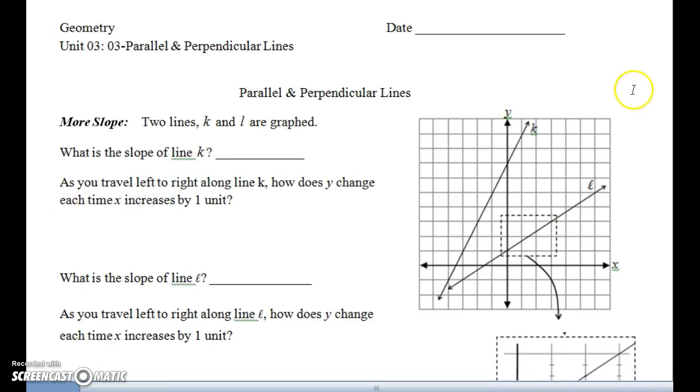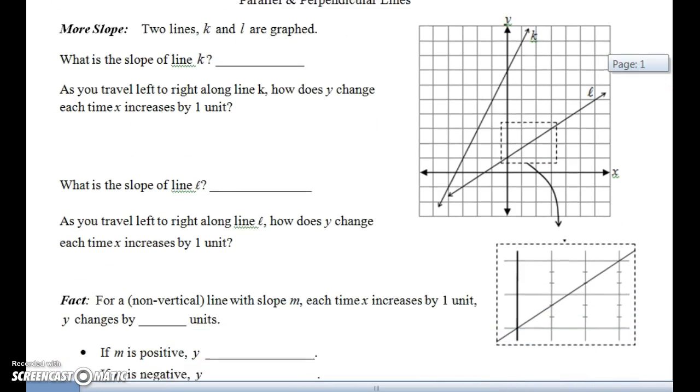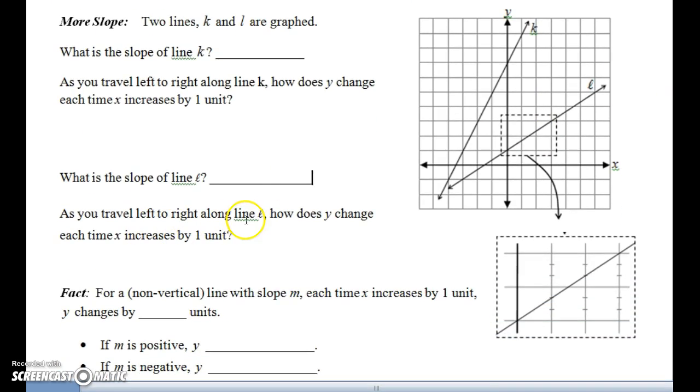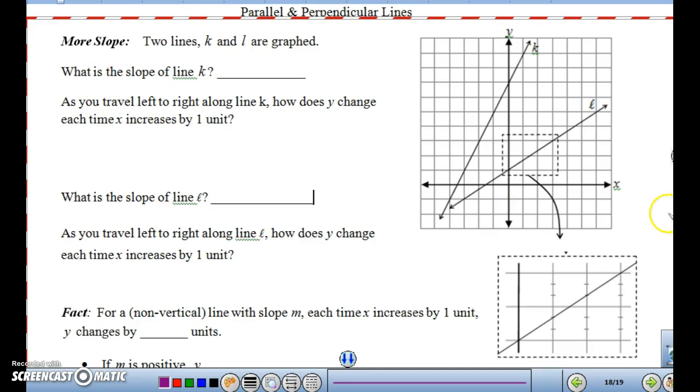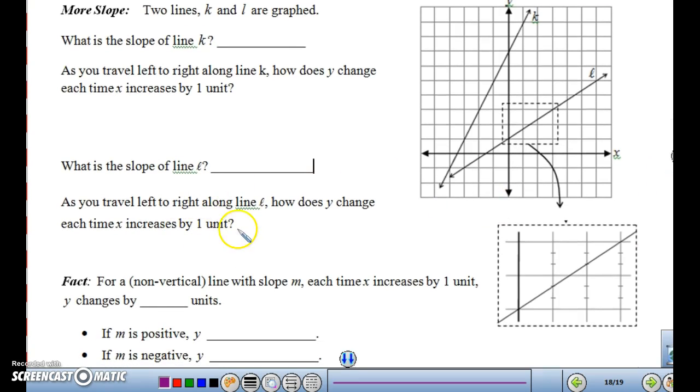The slope of line L is 2/3. Now, if I look at this a little bit closer, as you travel left to right along line L, how does y change every time x increases by 1 unit? Well, every time you go over 1, how much do you go up? All right, so here is a closer view. This box right here is just a closer view down here. So here is this point right here. The y-intercept is actually right there.